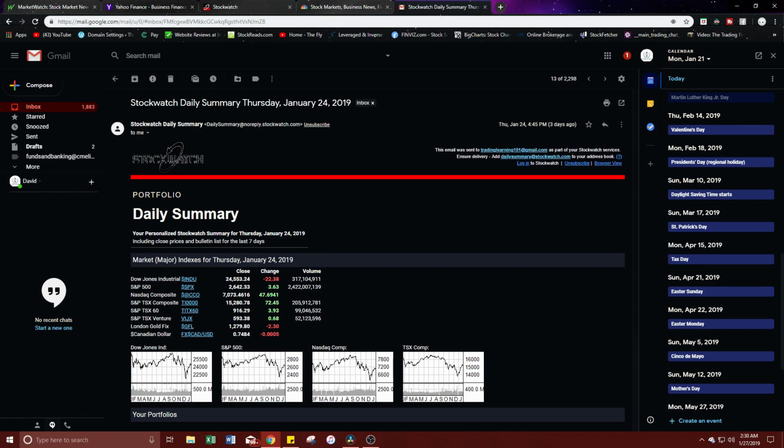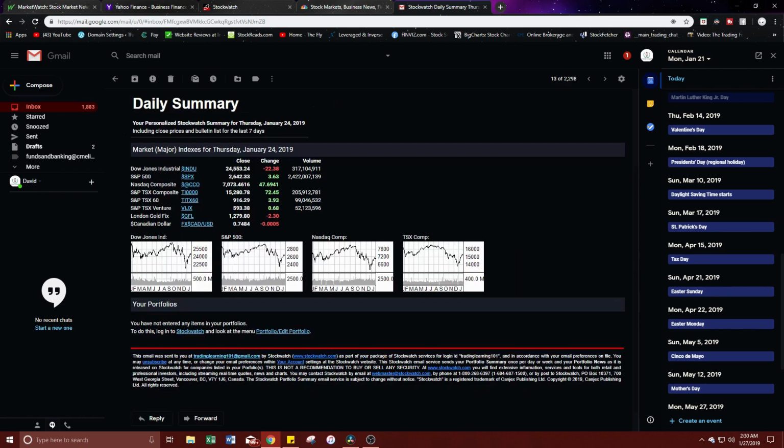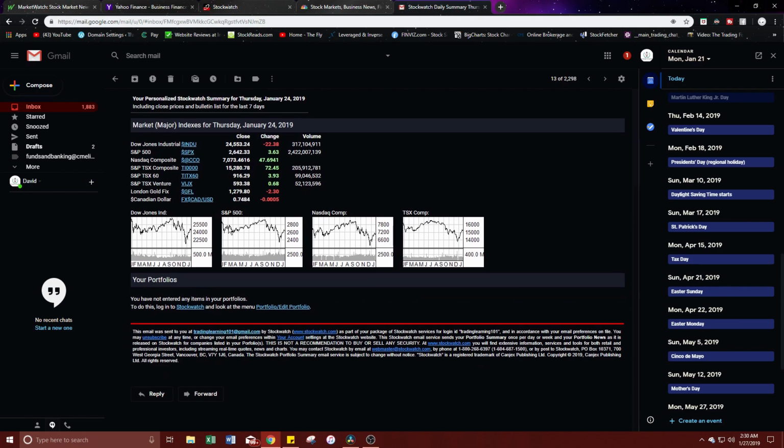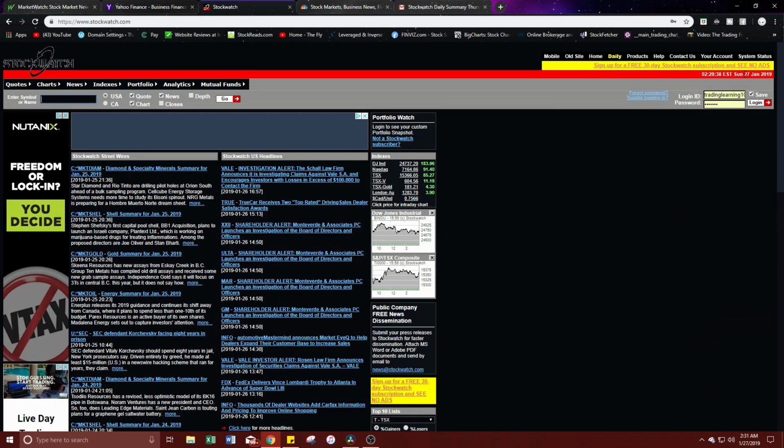And this is from Thursday, January 24th of 2019. It's absolutely free. It sends you all the major indexes on the close of the day, the change in the volume. It gives you a chart. And what's also cool about stockwatch.com is that when you create a profile with it, you can customize your portfolio and pick a handful of stocks that you're interested in. Like, let's say you're interested in Nike and Microsoft and IBM and AMD.